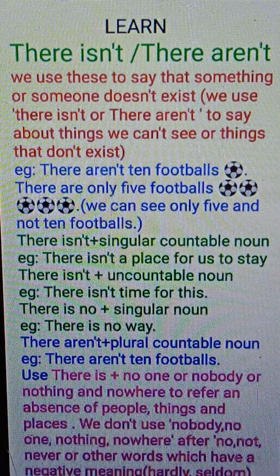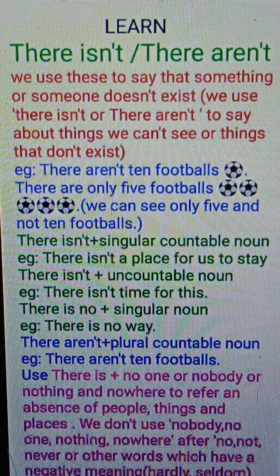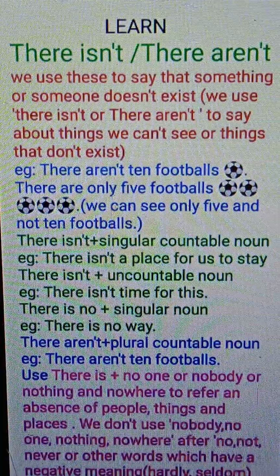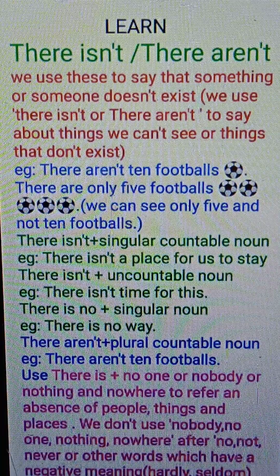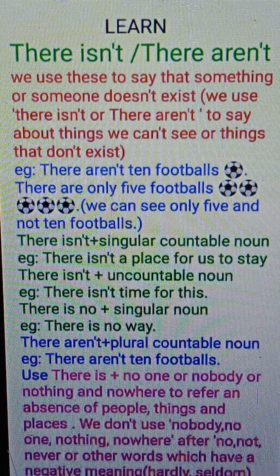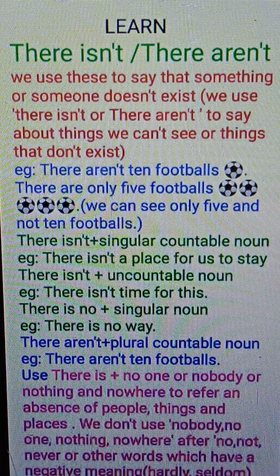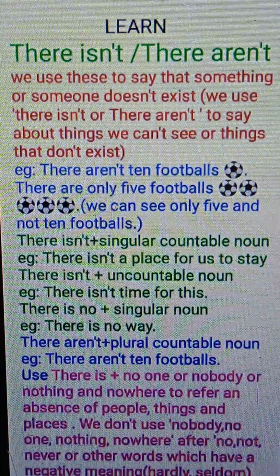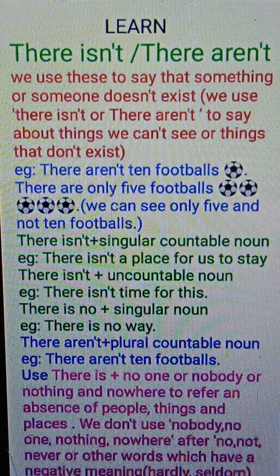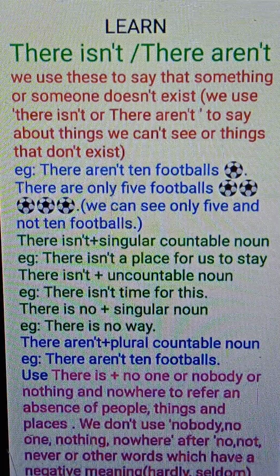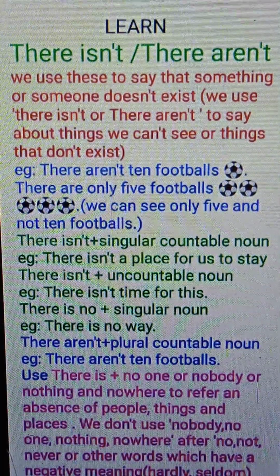Next usage: there isn't plus uncountable noun. Here we use an uncountable noun after there isn't. Here is an example: there isn't time for this. What is the meaning of there isn't time for this? We can't see any time for this. That is the meaning.